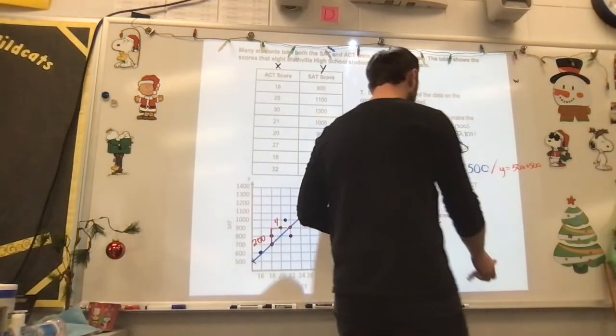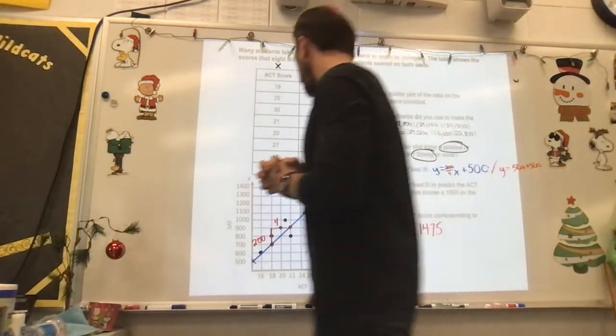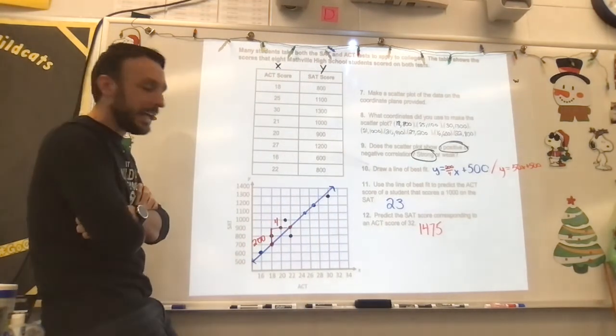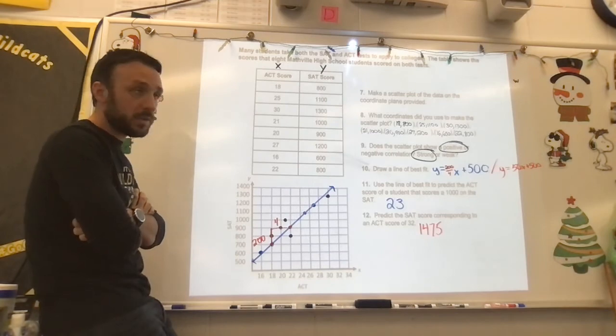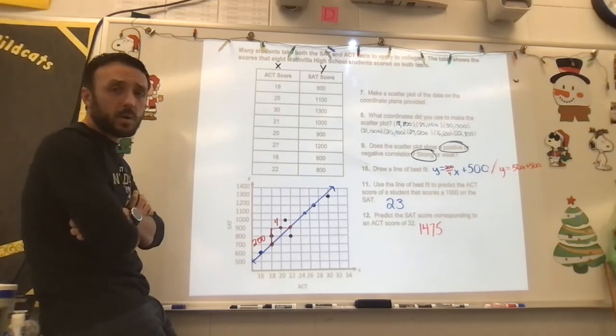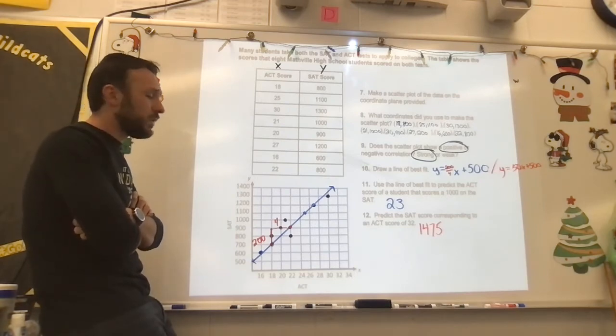If we look at some other things, what's the relationship between the ACT and the SAT score? Well, the higher the SAT score, the higher the ACT score, or the higher the ACT score, the higher the SAT score. They kind of correspond, which makes sense. If you do well on one test, you're probably likely to do well on another test.